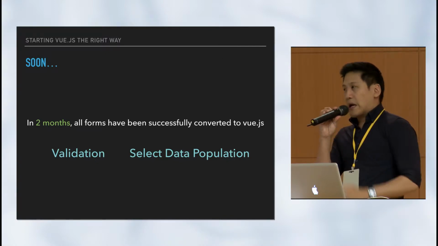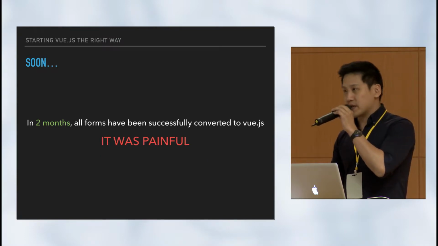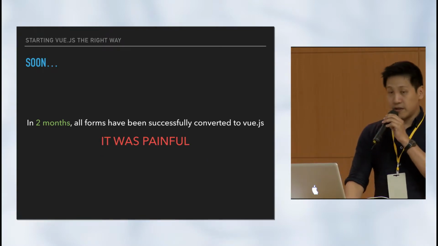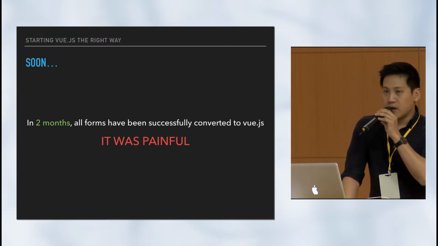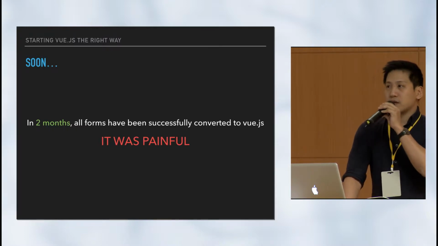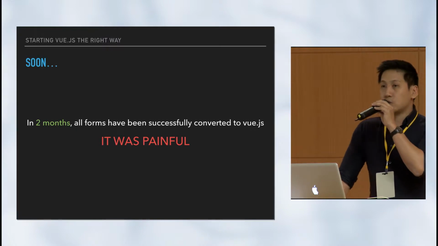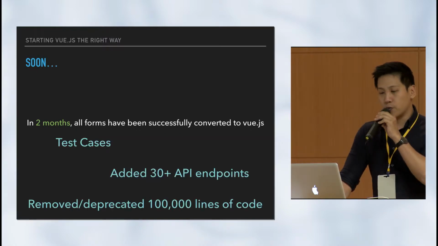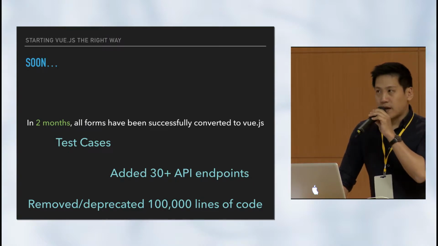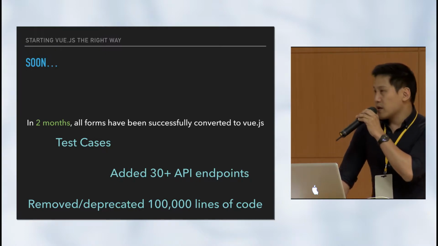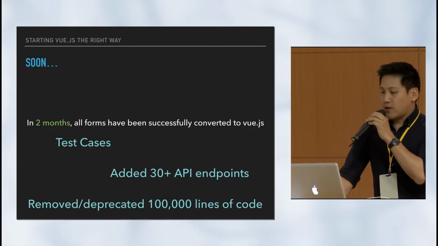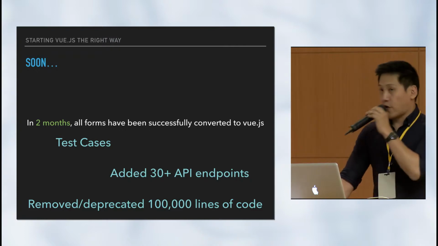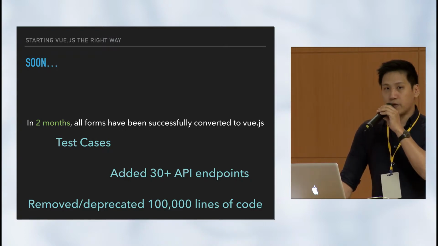I have to admit that in those 2 months it was a painful process, but it was worth it in the end. Because when we used Vue in our front end, it wasn't just changing the front end framework. In fact, what happened in those 2 months is because we introduced Vue, we added test cases. And because of the way Vue works, we added more than 30 API endpoints. And from there, we started to deprecate old code and structure and clean up the system. And we in fact removed more than 100,000 lines of code simply by removing all the duplicates that already existed.